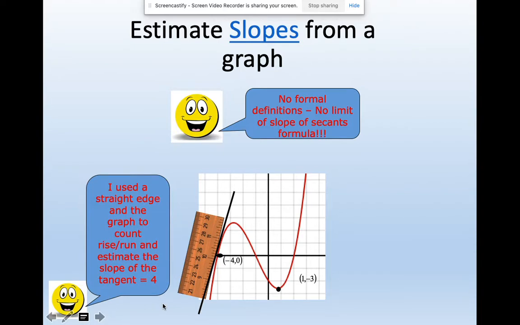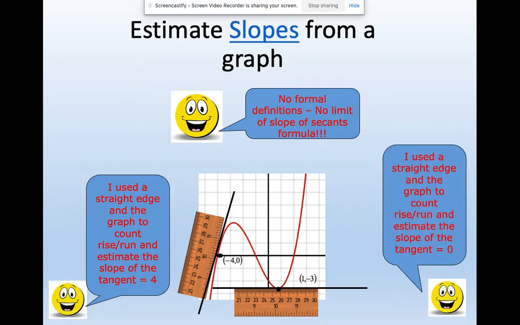Okay. I used a straight edge in the graph to count rise and run and estimate the slope of the tangent to be 4. All right. So that time, when I did it here, I chose this point. I used a straight edge in the graph to count rise over run and estimate the slope of the tangent to be 0. All right, I didn't really count rise over run with that one, right?